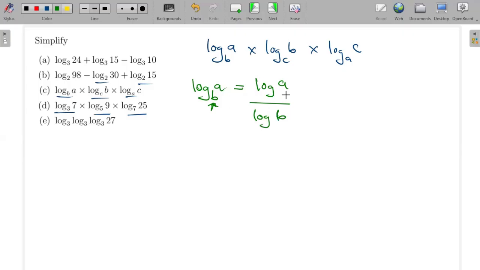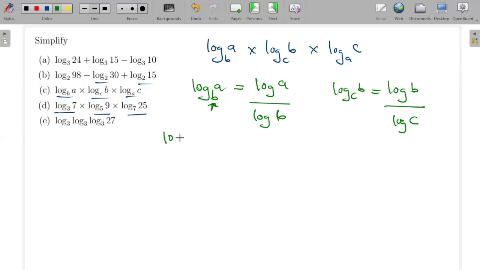So this here would mean I've changed this from base B to base 10, like that. Base 10, we don't indicate. It's usually just written like that. And then we have log base C of B here. And this is going to be log base 10 of B, and then log base 10 of C. You divide like that.